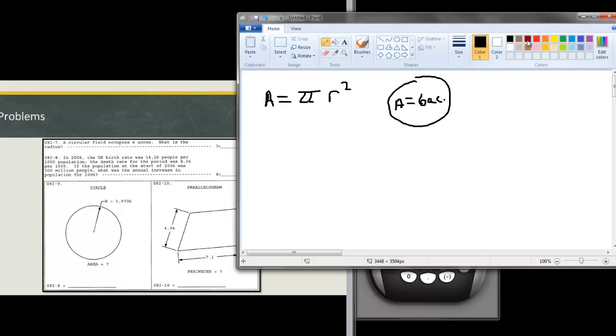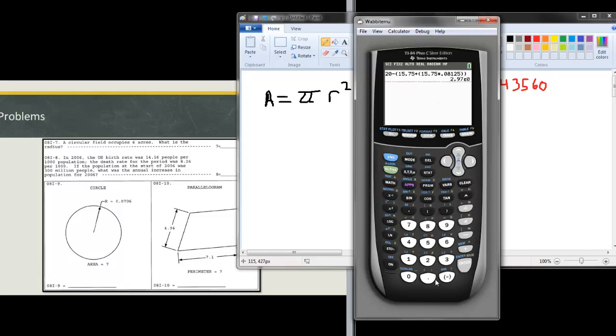So in my mind, I have to remember that 1 acre is equal to 43,560 square feet. But that's only in 1 acre. How many acres do I have? 6. So in my calculator, I have to put 6 times 43,560. Enter. So I have a total of 2.61 e to the 5 square feet in that circle.